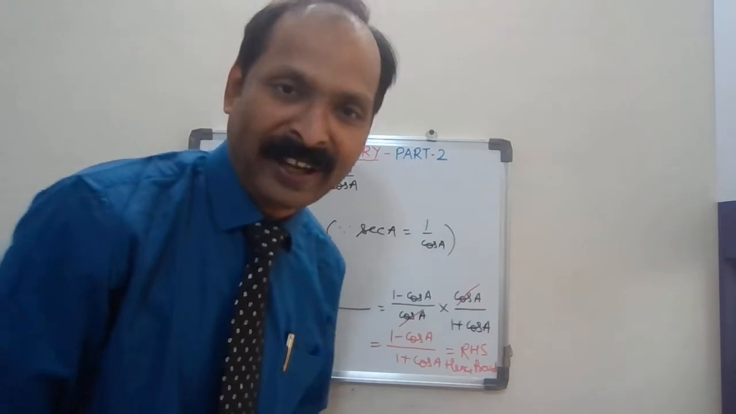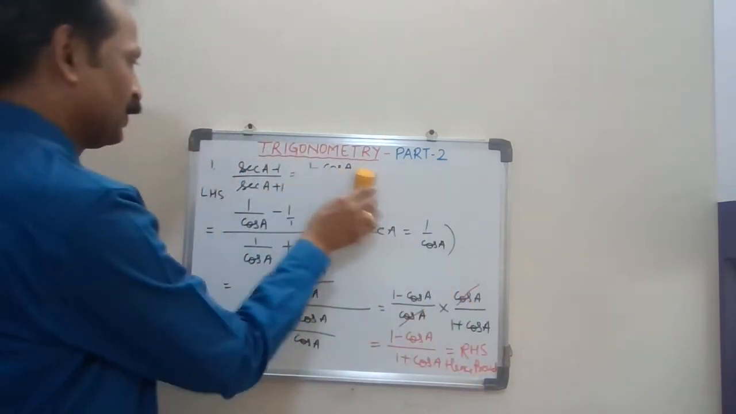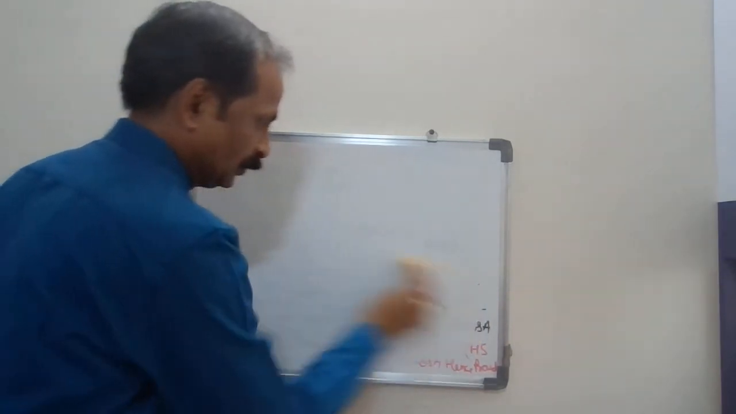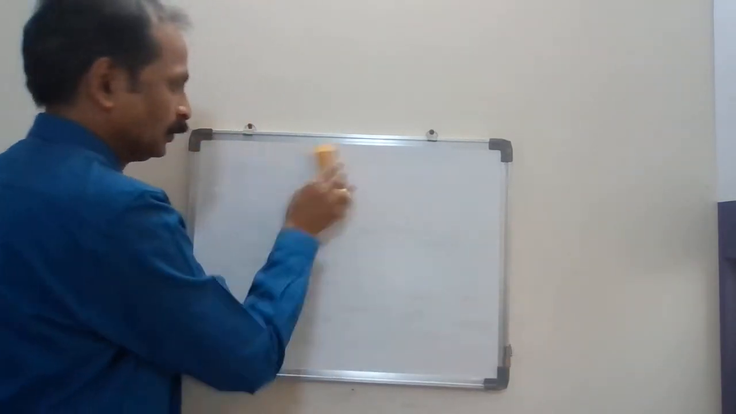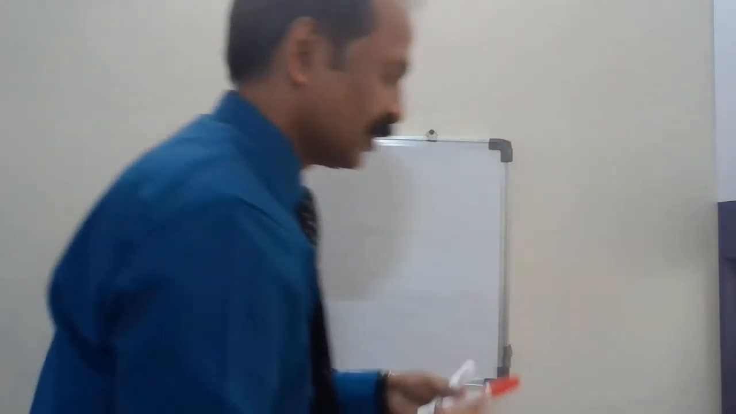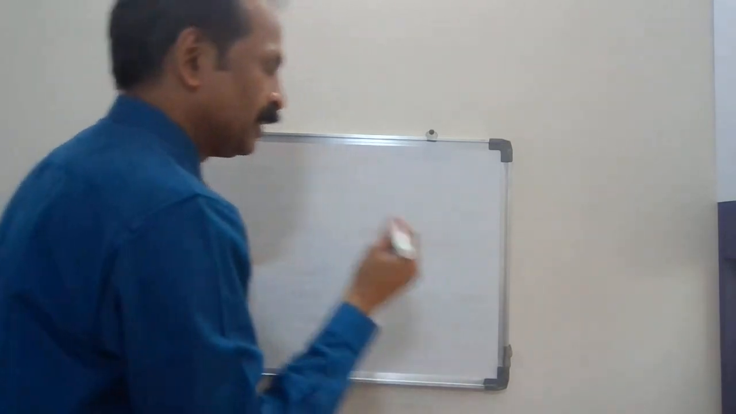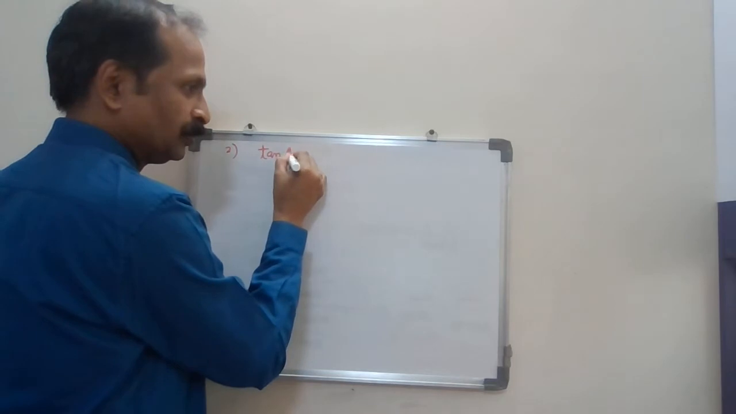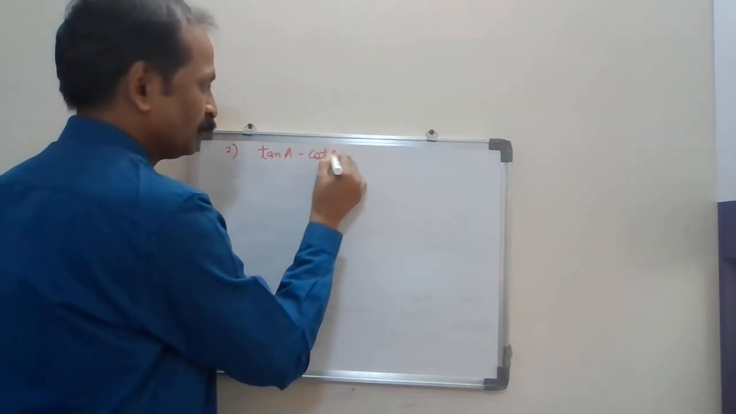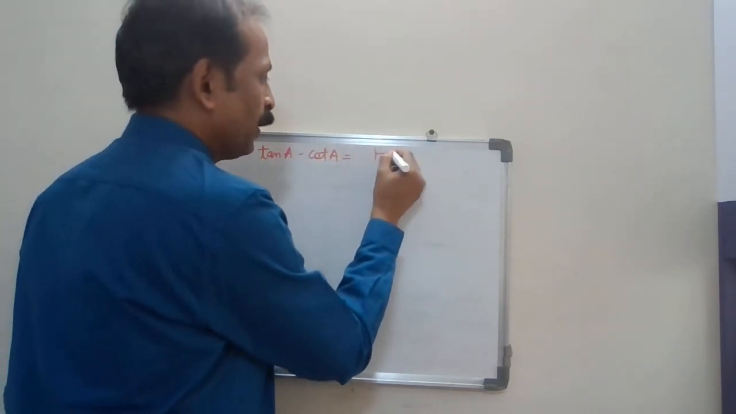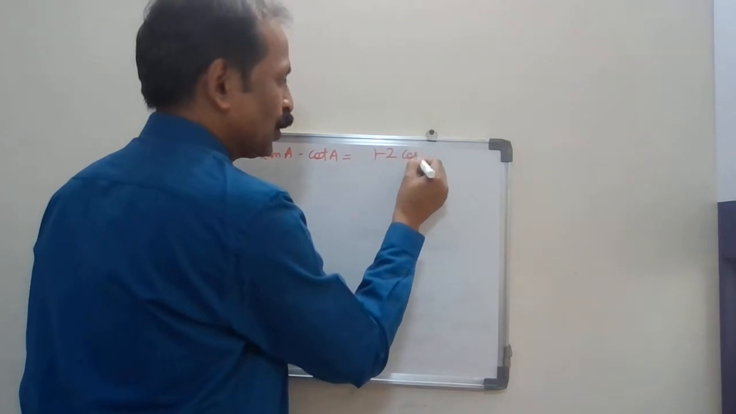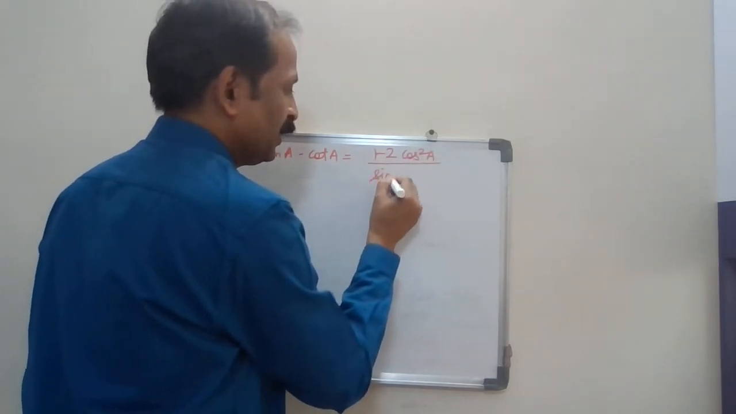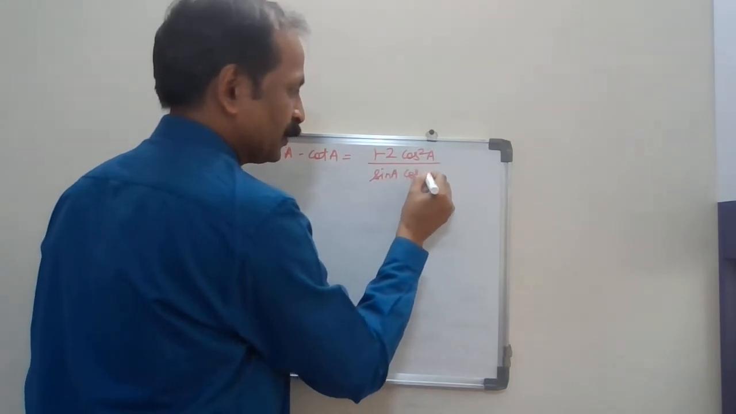I'm trying to give you different sums. So my next sum is: prove that tan A minus cot A is 1 minus 2 cos square A upon sin A into cos A.